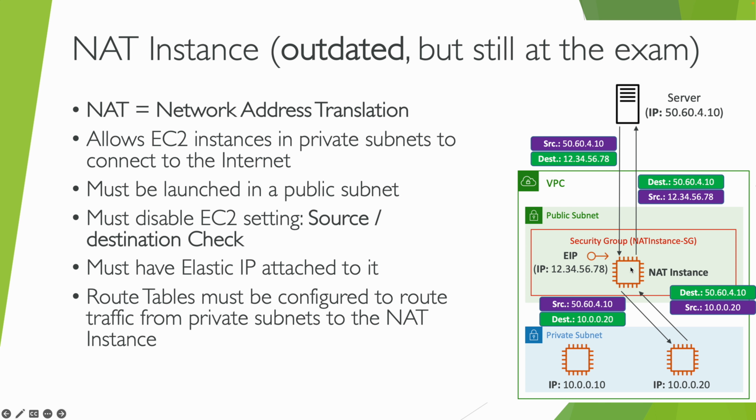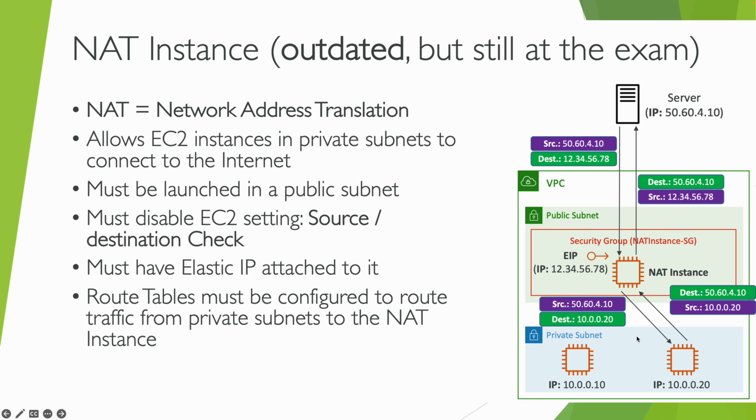When it enters the NAT instance, it will connect to the same destination, but it will connect through the IP of the NAT instance. Here the NAT instance IP is 12.34.56.78. So the request goes to the server from the NAT instance. That means the source will be this IP and the destination will be the server IP. Similarly, when you get a response from this server, the source will be this server and the response will be sent to this NAT instance.